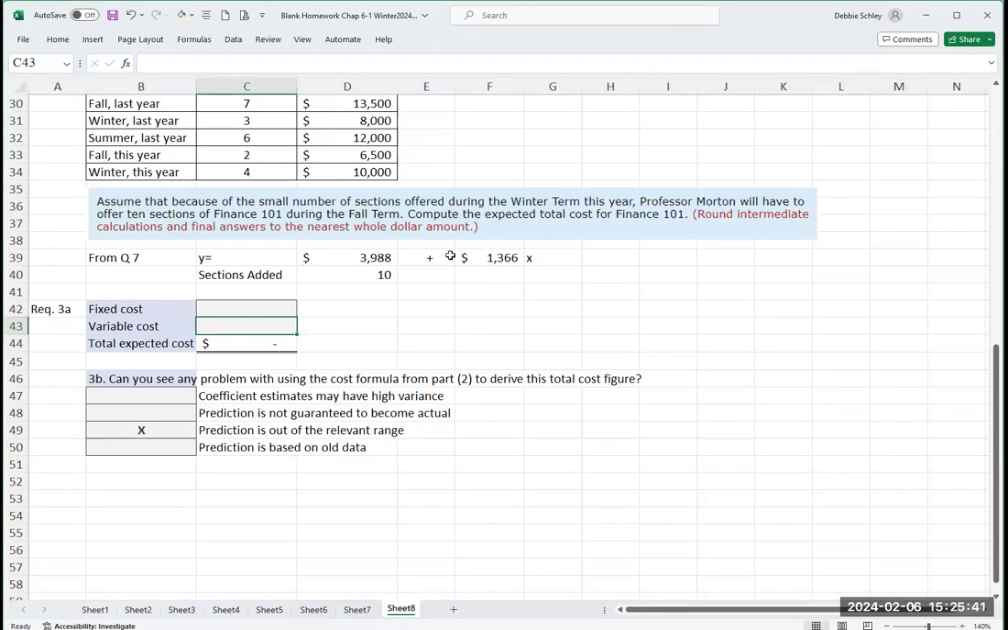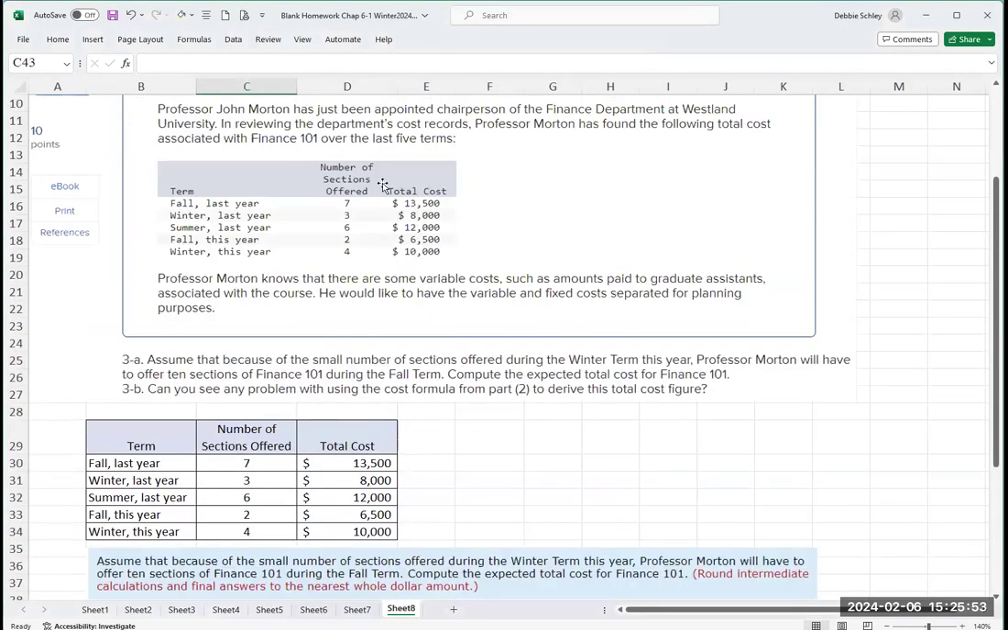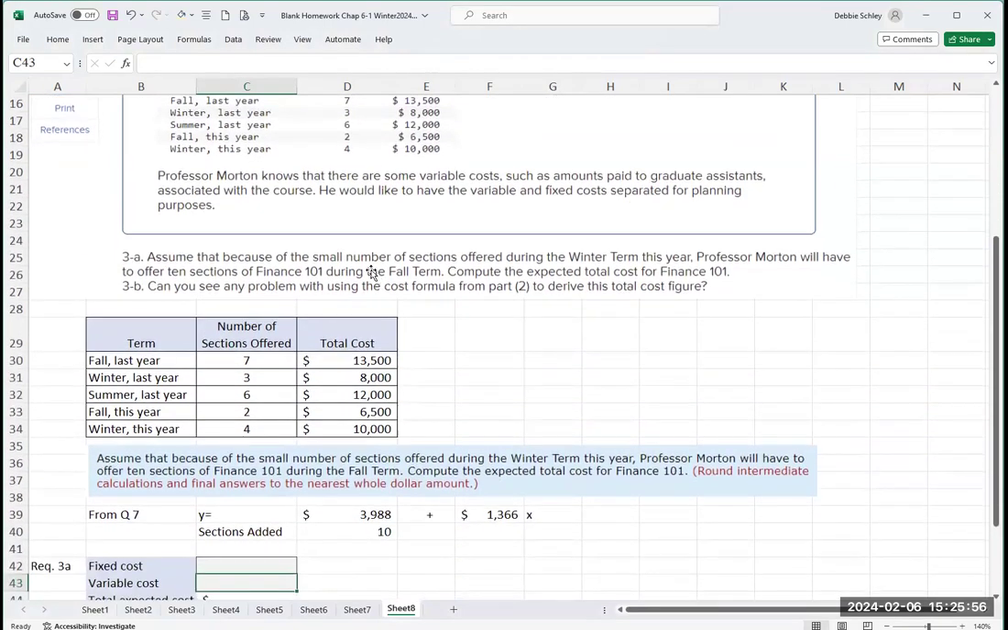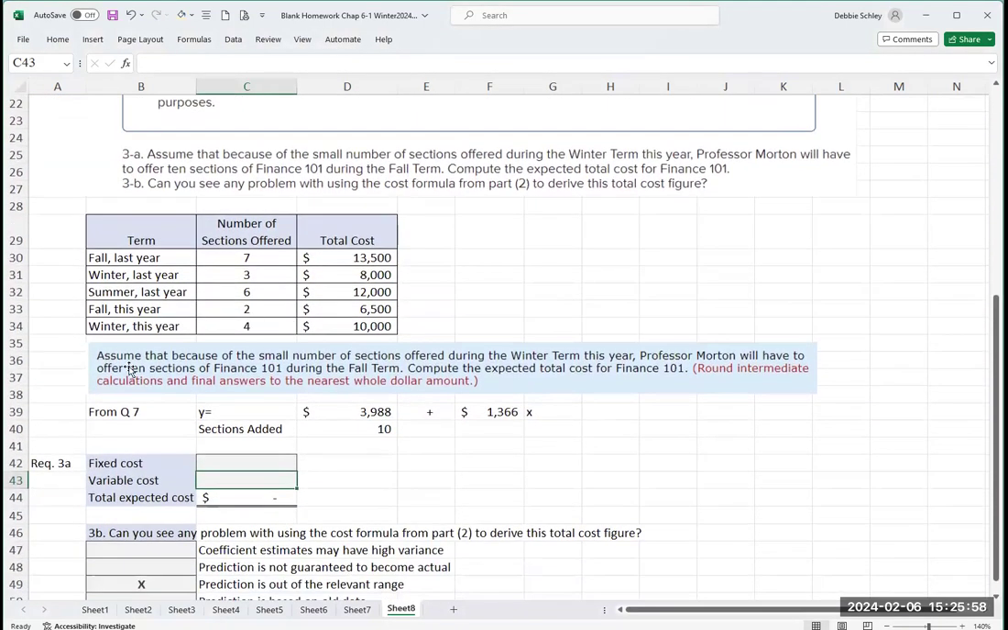So question 8, I copied my formula right there from question 7. I'm the same person, same data, right? I'm still Professor John Morton. But they've added this. Assume that because of the small number of sections offered during the winter term this year, Professor Morton will have to offer 10 sections, so my number is 10, of Finance 101 during the fall term. Compute the expected total cost for Finance 101. Round intermediate calculations and final answers to the nearest whole dollar amount.